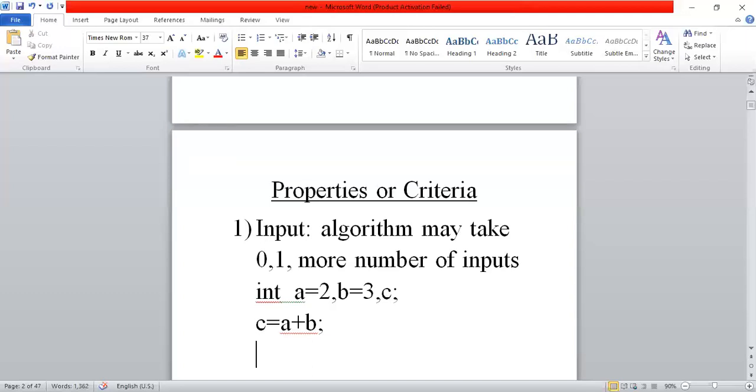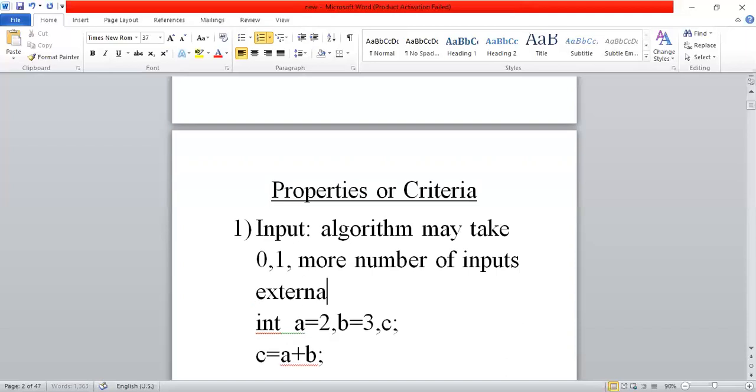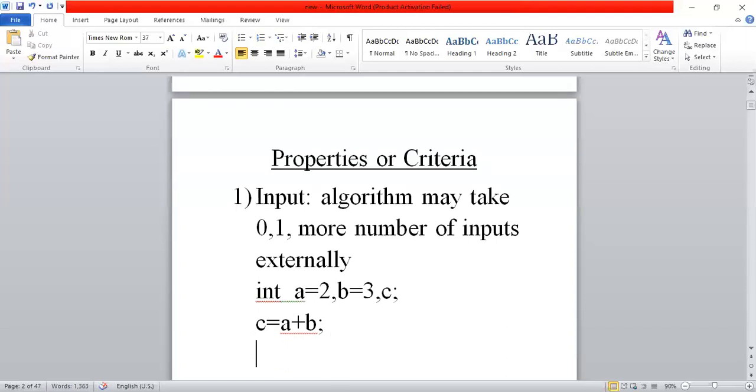Is it clear now? Is there any input supplied externally? No, because we made the inputs available to the machine in advance. At the time of writing itself, we supply the A value and B value, and the compiler stores them in computer memory. Whenever you run the algorithm or program, the processor automatically gets those 2 values from computer memory because they are already available. So in this case the user need not supply any input externally or through the keyboard. This is for 0 input.